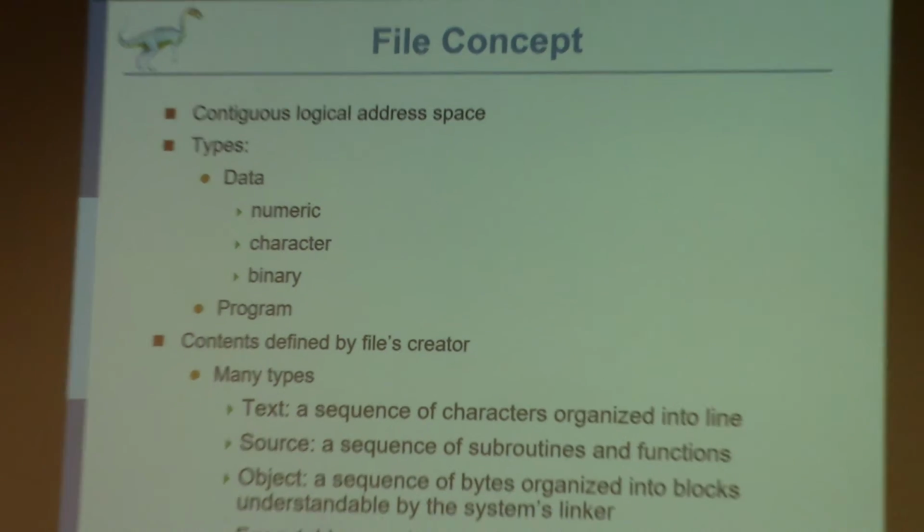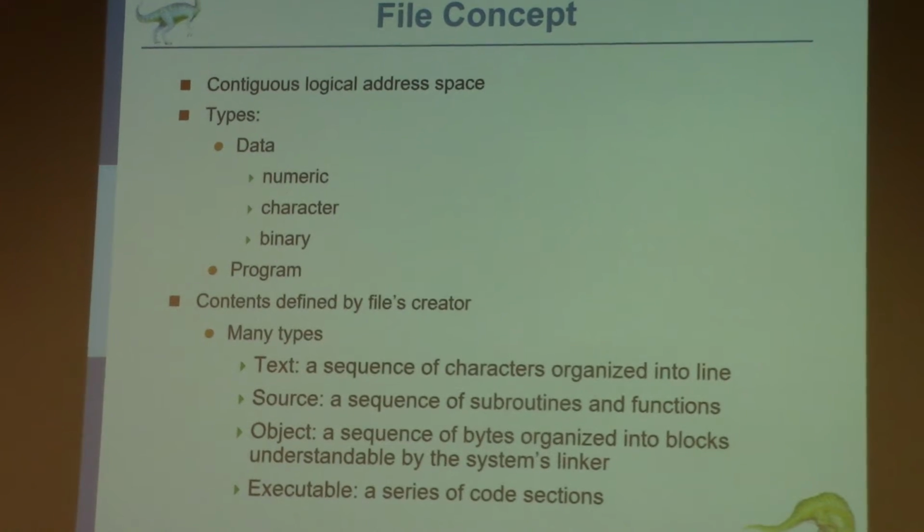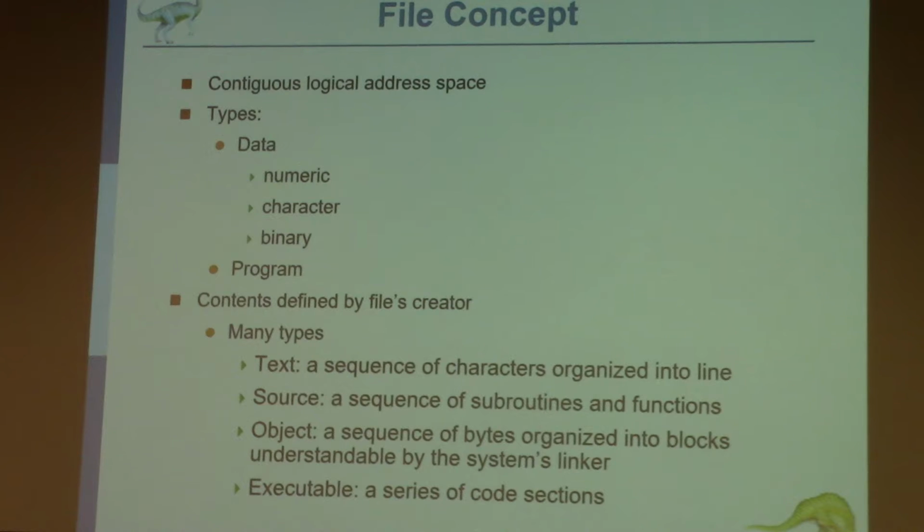So there are other types of files: text, source, and executable files. What is the difference between an object file and an executable file? An object file is sometimes called a library file or a DLL file. What is the difference? What happens when you compile the source program? The compiler first creates an object file. The object file is the source converted from high level to instructions.